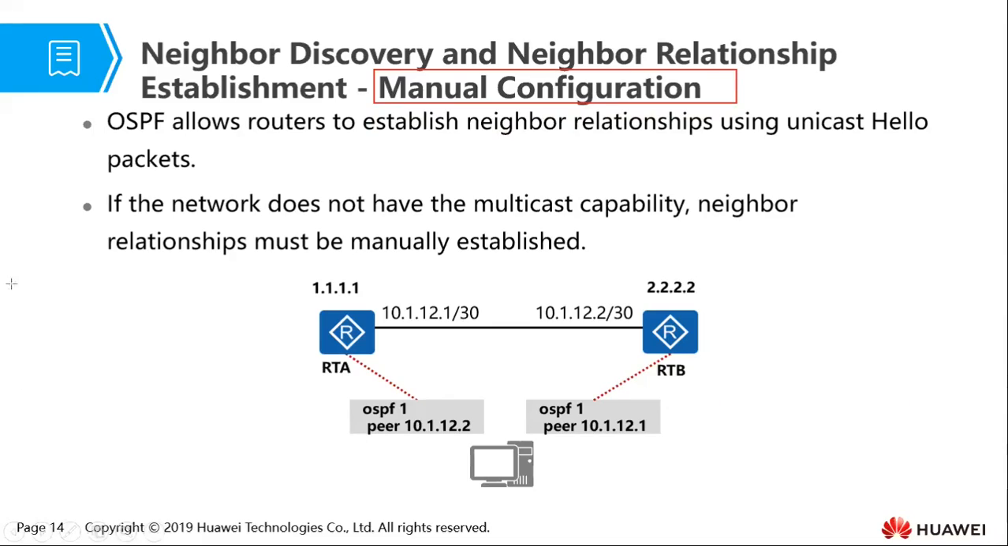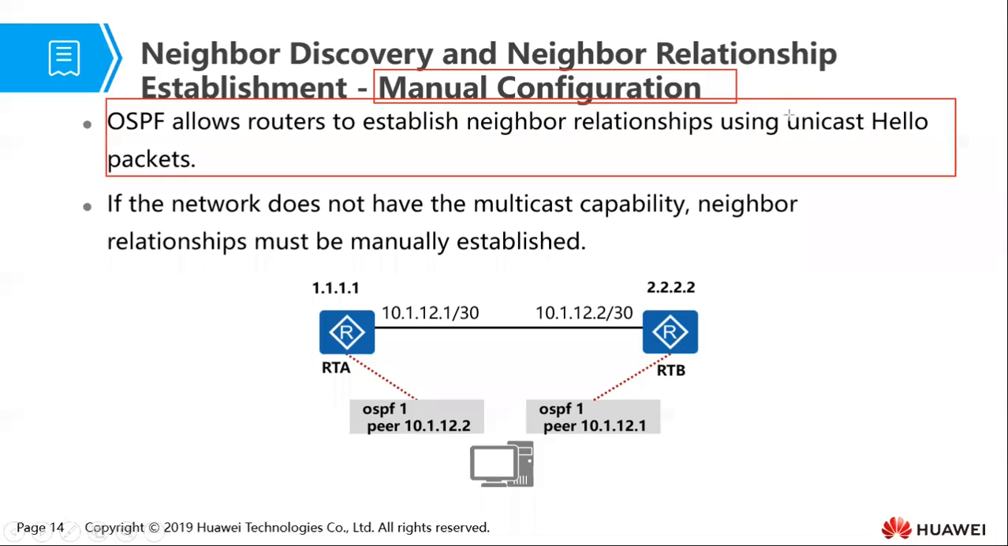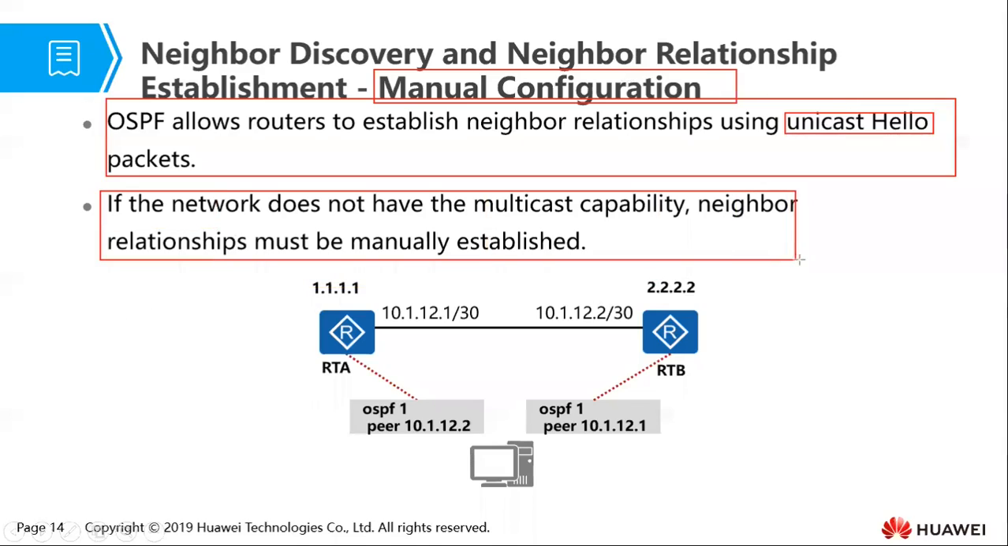OSPF allows routers to establish neighbor relationships using unicast. So the other one was multicast, but you can also use unicast hello packets. If the network does not have the multicast capability, neighbor relationships must be manually established.